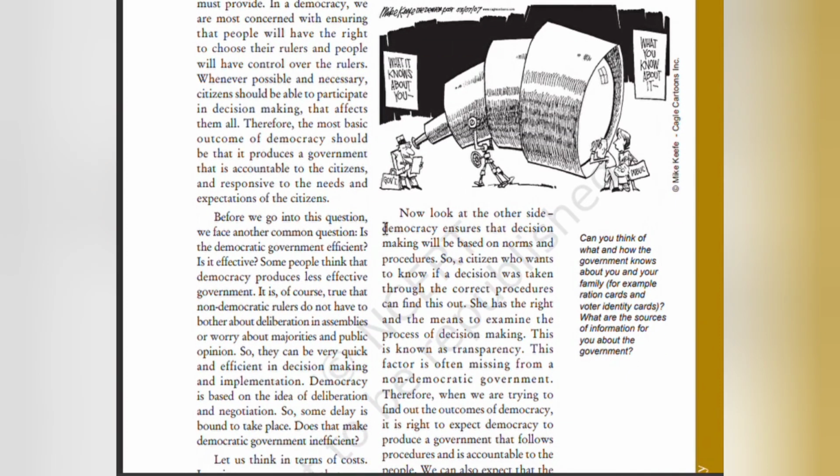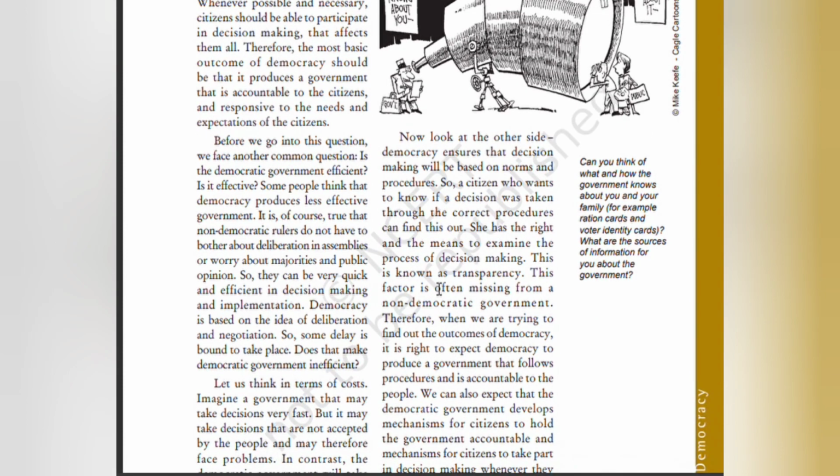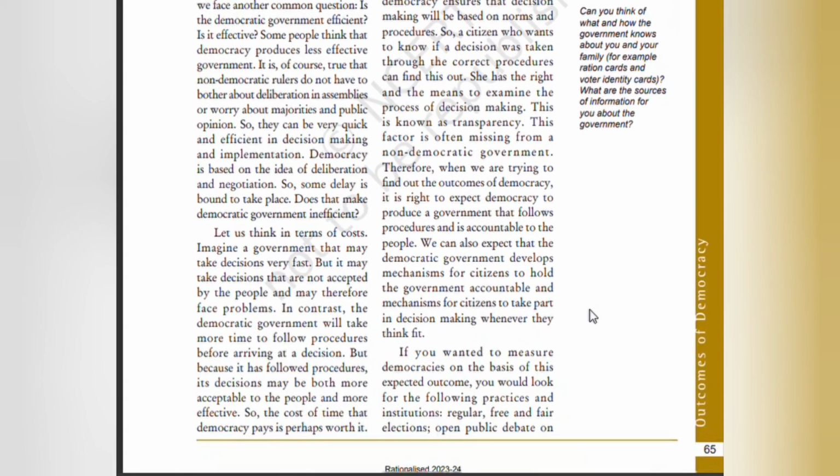Now, look at the other side. Democracy ensures that decision making will be based on norms and procedures. So, a citizen who wants to know if a decision was taken through the correct procedures can find this out. She has the right and the means to examine the process of decision making. This is known as transparency. This is often missing from a non democratic government.